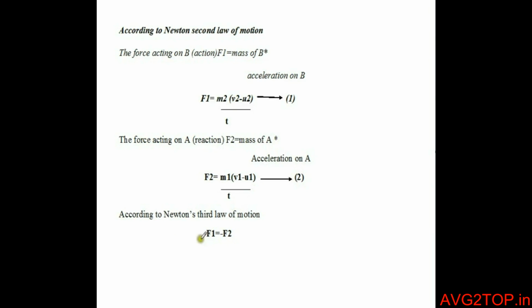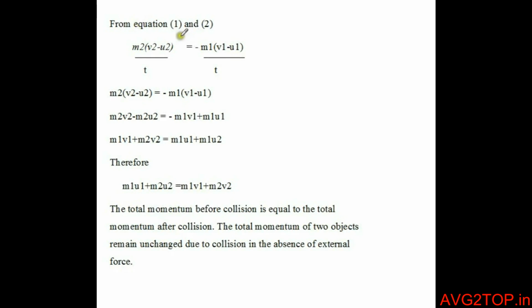According to Newton's third law of motion, for every action there is an equal and opposite reaction. So, F1 is equal to minus F2. From equations 1 and 2, m2 into (v2 minus u2) divided by t is equal to minus m1 into (v1 minus u1) divided by t. The t cancels out, so m2 into (v2 minus u2) is equal to minus m1 into (v1 minus u1).